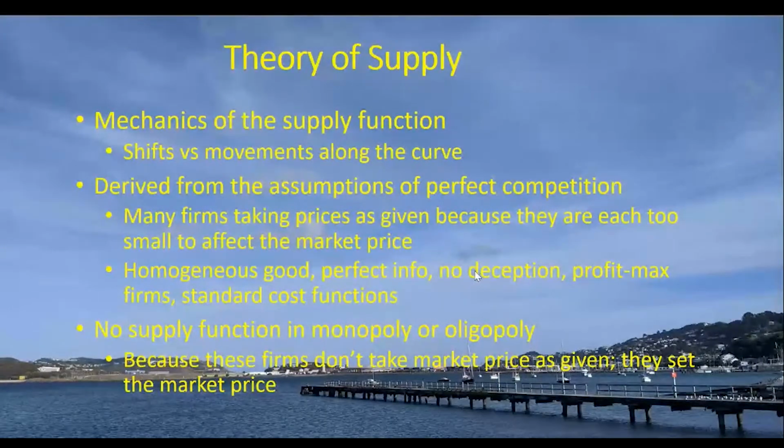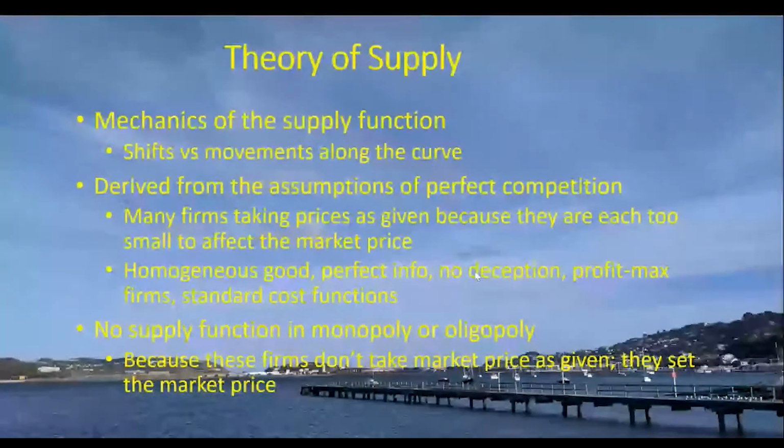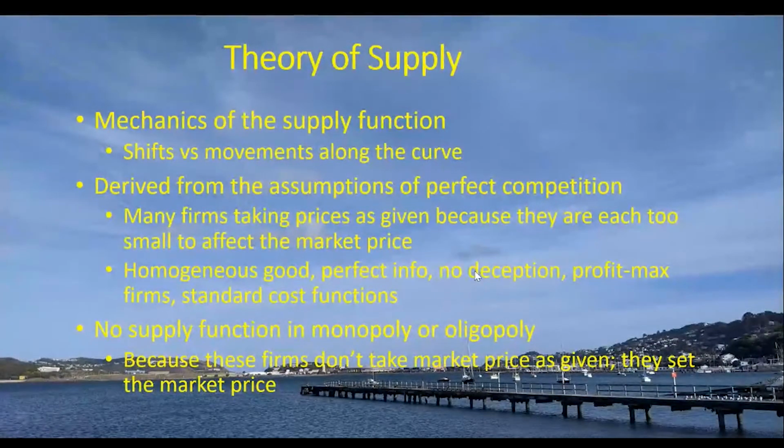Okay, so today we're going to focus our attention on deriving a supply function and how the supply function will shift in response to changes in other variables that might affect the production decisions of individual firms. All right, then, derived from assumptions of perfect competition. The second point is what I was just emphasizing. All of that is contained within that supply function.